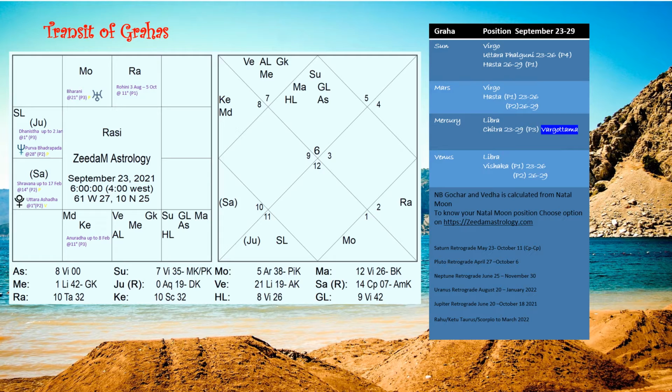Okay, now that we have an understanding of some of the terminology in Vedic astrology, let's look at the transit of grahas for the week beginning September 23rd. And here on this chart, the purple markings would show the nakshatras that are in the signs where the grahas are posited. So Saturn is in Shravana Nakshatra, Pluto is in Uttara Ashada, and so on.